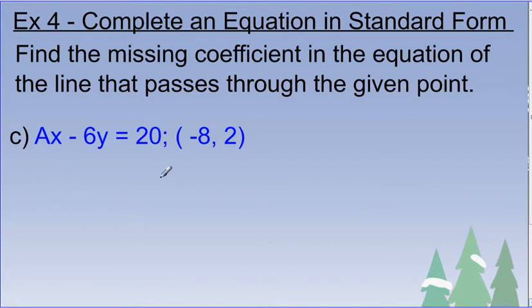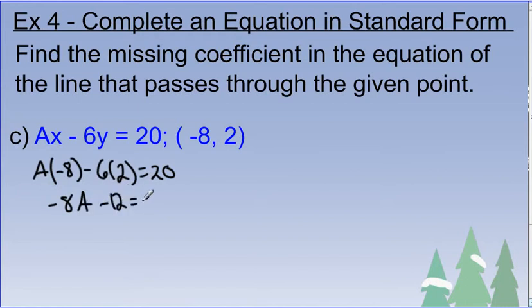Okay, let's see. Red's a little hard to see. We haven't done black. Let's do black. So you got A, the X value, minus 6 times the Y value equals 20. Simplify, pretty this up a little bit. We get a negative 8A minus 12 equals 20. No parentheses, no like terms, no variables on both sides. Get rid of the add and subtract. So we're going to add 12.